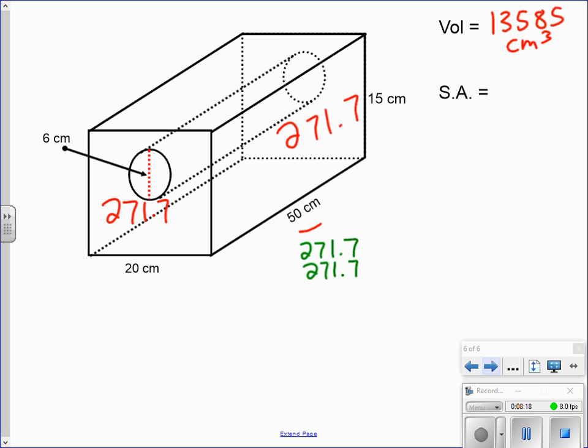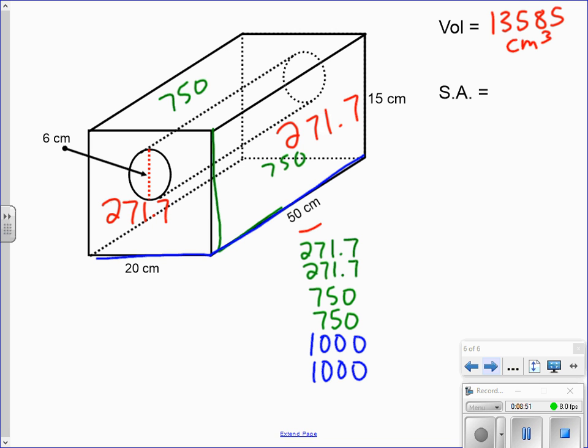So the sides of the box, well, that's 15 times 50. So use your calculator for that. That's 750 and 750 on each side. So add those. And top and bottom, well, that's 20 by 50. 20 times 50 is 1,000, so we'll include those. Top and bottom is 1,000.